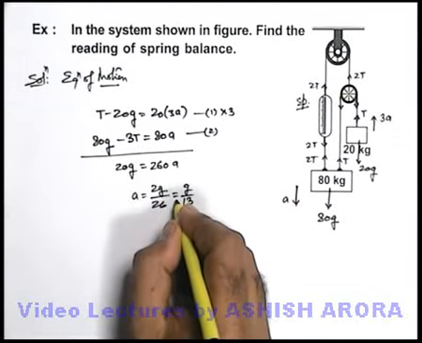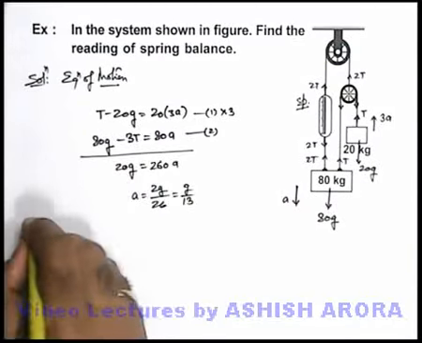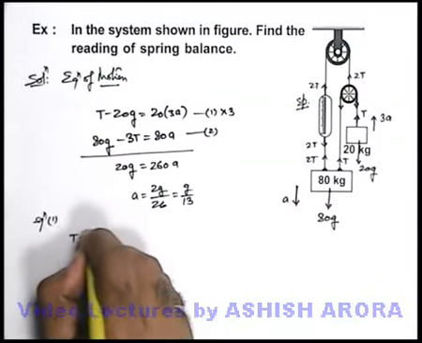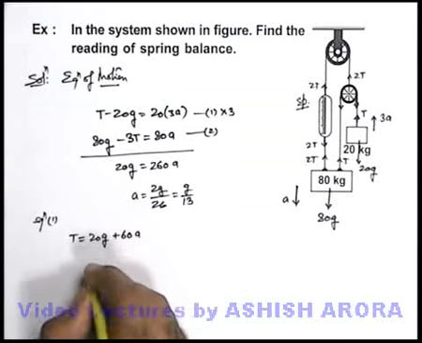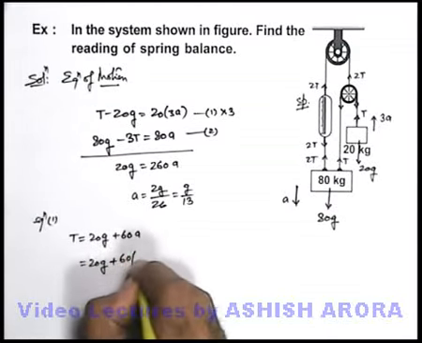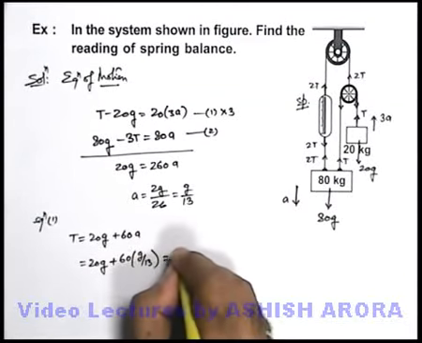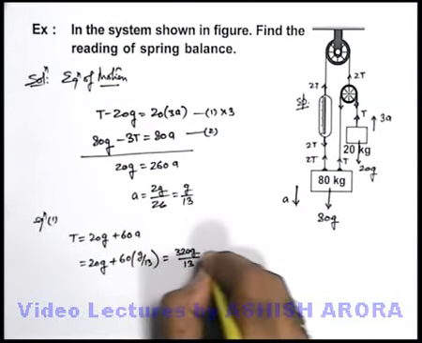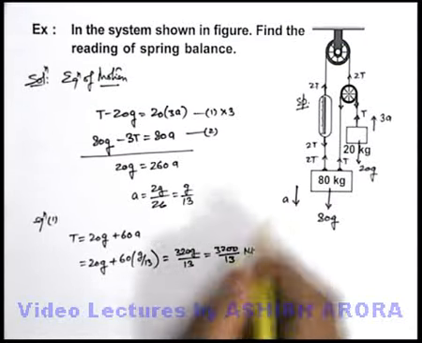If this is the acceleration of the 80 kg block, that is a, from this equation 1, we can directly write the value of tension, which is equal to 20g plus 60a. If we put the value of a over here, we'll be getting 20g plus 60 into g by 13, which can be written as 320g by 13. That is equal to 3200 by 13 Newton. This is the value of T.